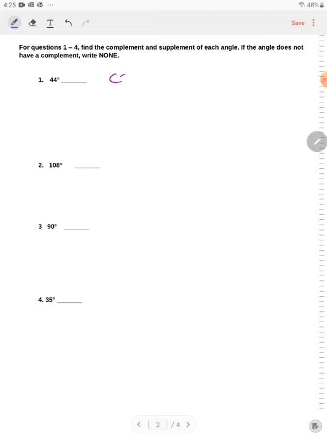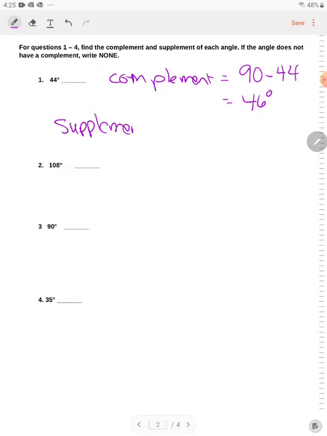So our complement is equal to 90 minus the angle, which is 44. So 90 minus 44 is 46. So we would say it's 46 degrees. The supplement is 180 minus 44. 180 minus 44 is 136 degrees, and because our units are degrees.